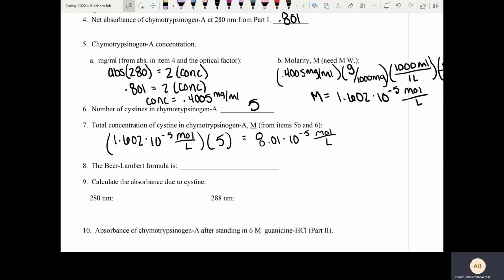So finally, number 8 asks us to state the Beer-Lambert formula. So it's going to be A equals epsilon times c times b.